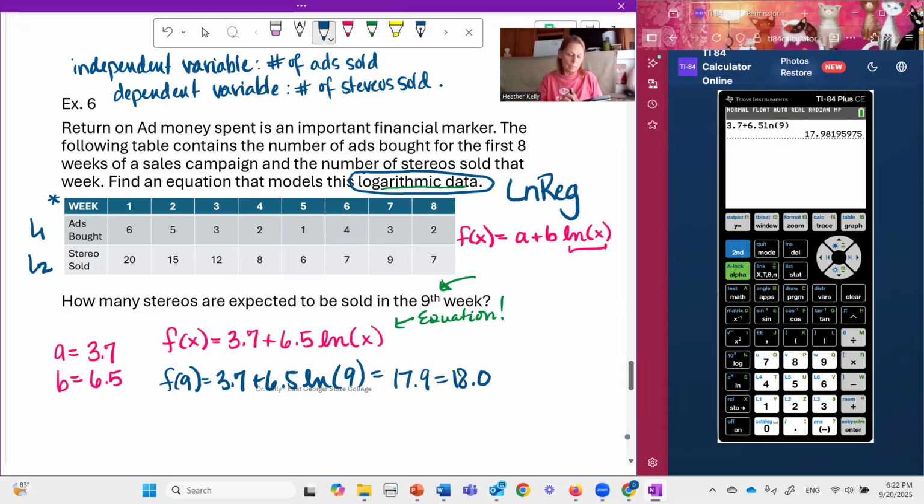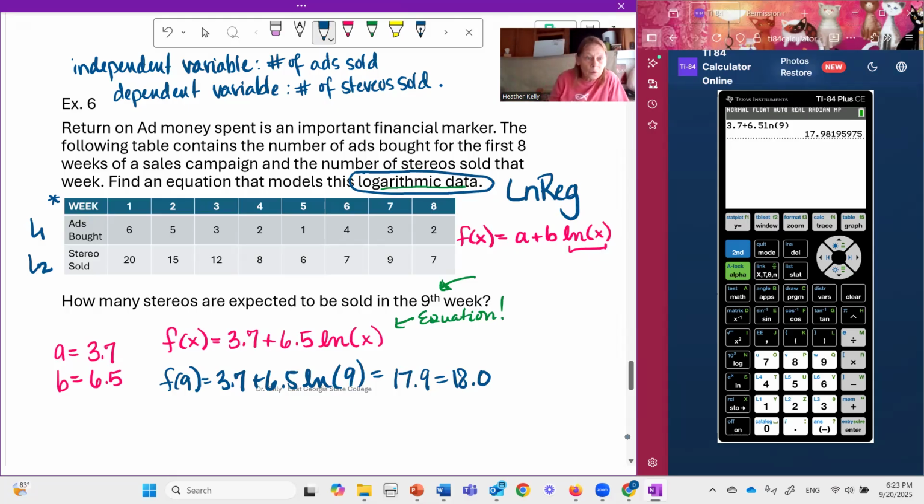So much quicker and easier to put this stuff in if you actually have one of these calculators too. So this is my reminder for you to go get your calculator from the library. Nope, got the same answer. Okay, it's just a bad question.